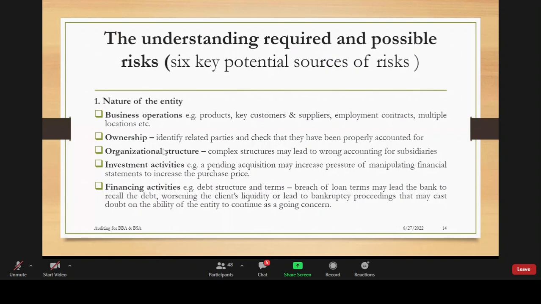What products does it deal in? What are its key customers? Where a company is so reliant on one customer who offers like 70% of their revenue, that is risky. The employment contracts. A company that has multiple branches or outlets is so risky, because it means that the stock and the money are in the hands of very many people. So the nature of business based on the operation will show you the risk.